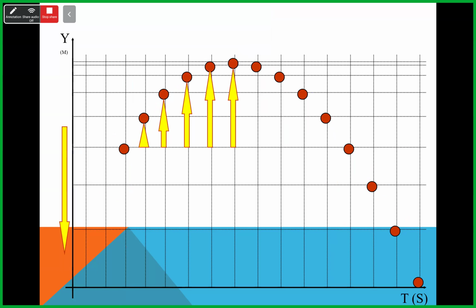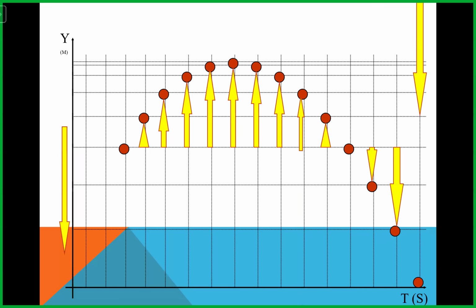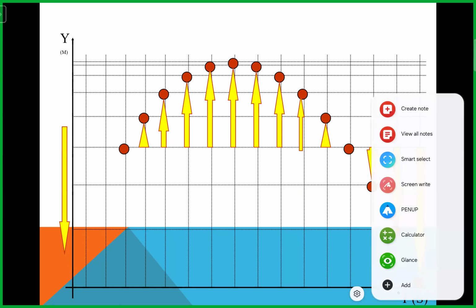So if you continue here, it's decreasing displacement to 0, then negative displacement, and that last vector that we have at the end there is actually equivalent to, so let's see something.